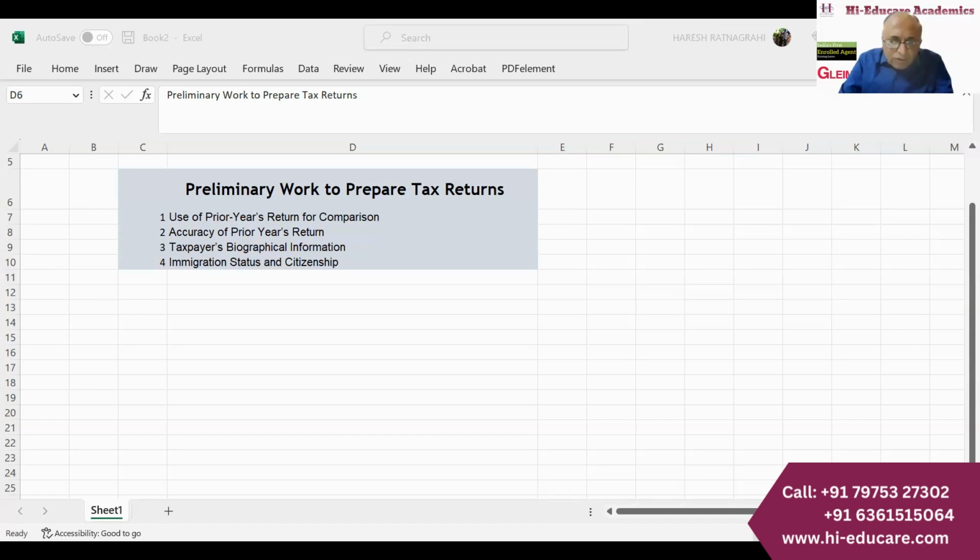Now, I'll tell you one thing. Because you are becoming an enrolled agent, obviously, the form numbers are very important. Sometimes they ask the question directly: what is the form number for getting a duplicate tax return? So obviously we need to know the form numbers.